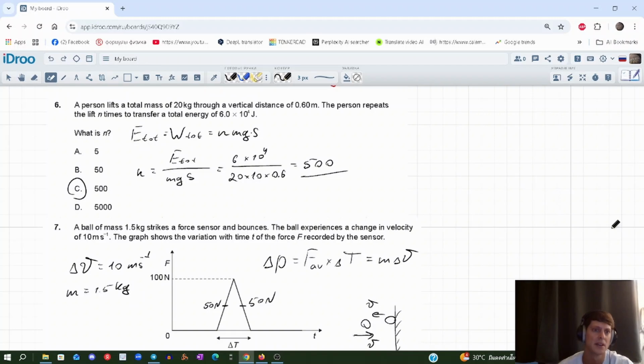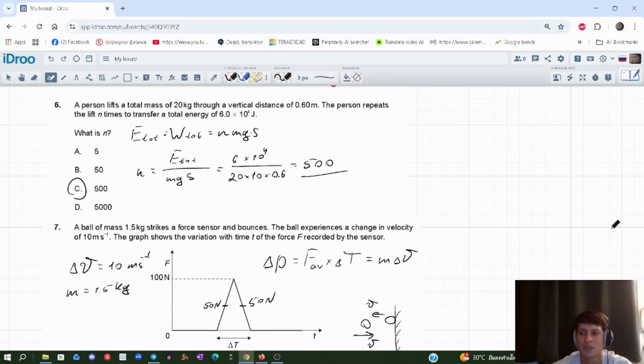Number 6. A person lifts a total mass of 20 kilograms through a vertical distance of 0.6 meters. The person repeats the lift n times to transfer total energy of 6 times 10 to the power 4 joules. What is n?